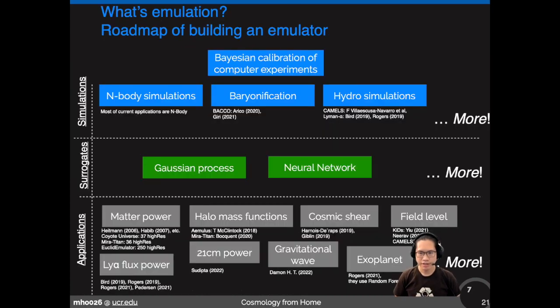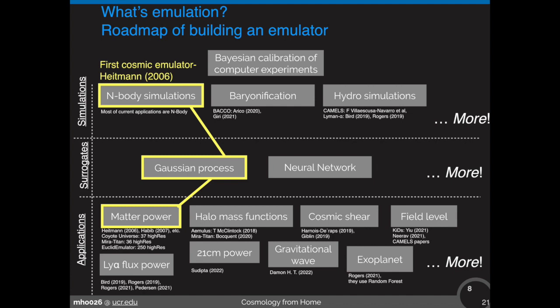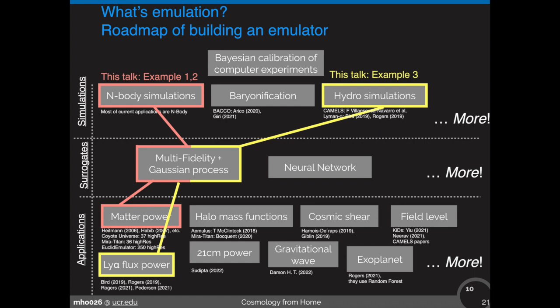So how many different emulators are on the market right now? I don't know. It's hard to count since there are so many combinations. But in principle, you have three ways to change your emulation. You can change the training simulations, the surrogate models, or the summary statistics. For example, the first CosmicEmu from Heitmann used N-body simulations, a Gaussian process surrogate model, and emulated the matter power. The recent CMOS projects use hydro simulations in small boxes, a neural net surrogate model, and emulate at the field level. In this talk, the first two examples are N-body simulations applied to multi-fidelity Gaussian processes, emulating matter power. In the third part of the talk, I will talk about using hydro simulations, multi-fidelity, and emulating the Lyα flux power.